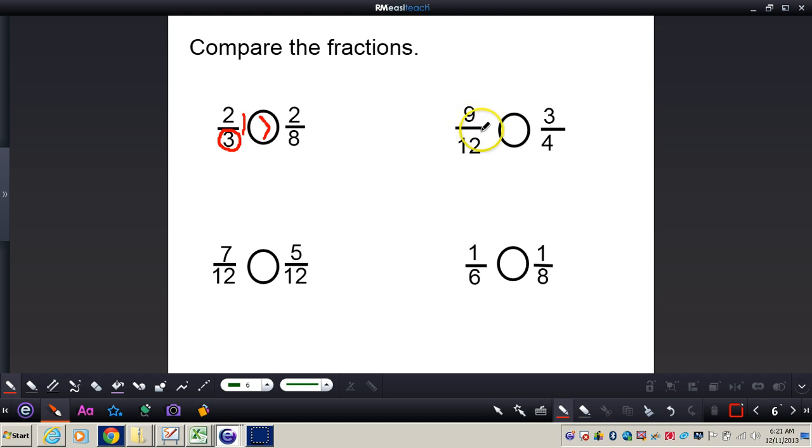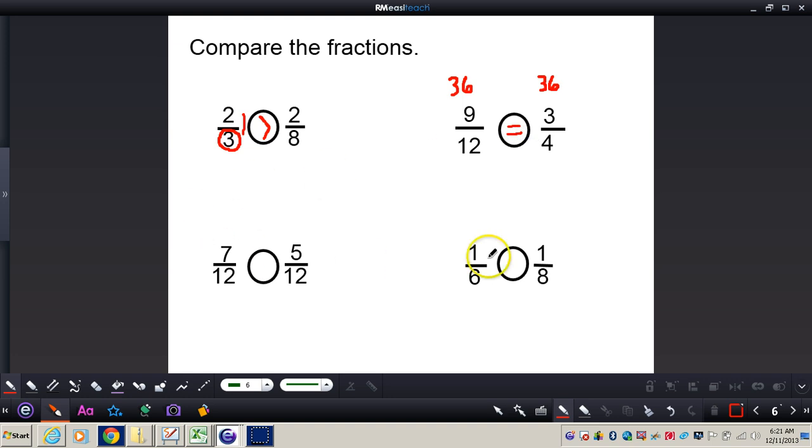Now we have 9/12 and 3/4. If I remember how to simplify using the greatest common factor, I know that 9/12 can go right into my 3/4, but let's say we don't necessarily know that. So what we can do is our superhero crisscross. 9 times 4 gives me 36, and 12 times 3 gives me 36. Since I have numbers that are equal, that means my fractions are equal. 9/12 is equal to 3/4.